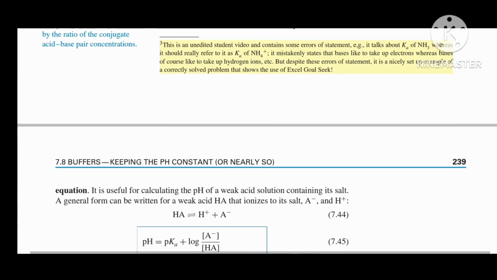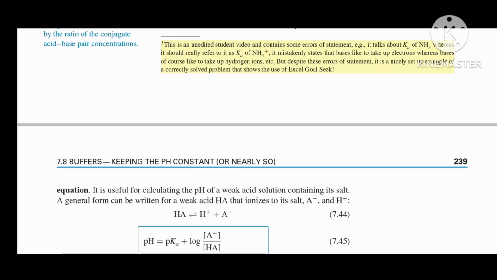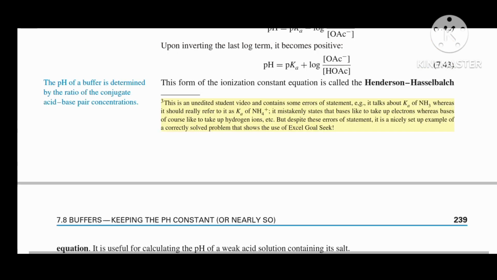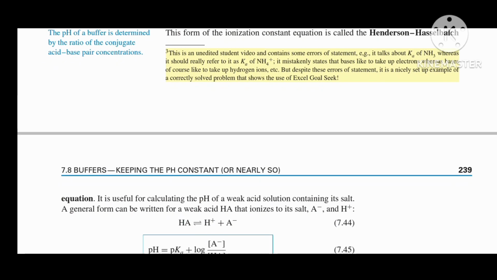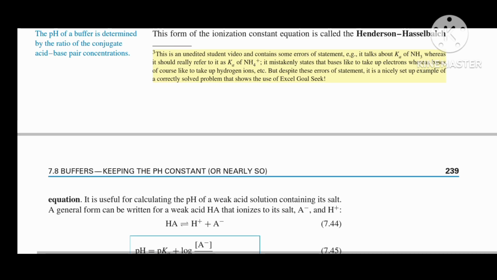This is an unedited student video and contains some errors of statement, e.g., it talks about Ca of NH3 whereas it should really refer to it as Ca of NH4+. It mistakenly states that bases like to take up electrons whereas bases of course like to take up hydrogen ions, etc. But despite these errors of statement, it is a nicely set up example of a correctly solved problem that shows the use of Excel goal seek.